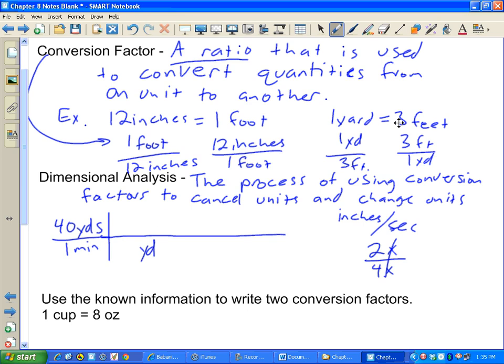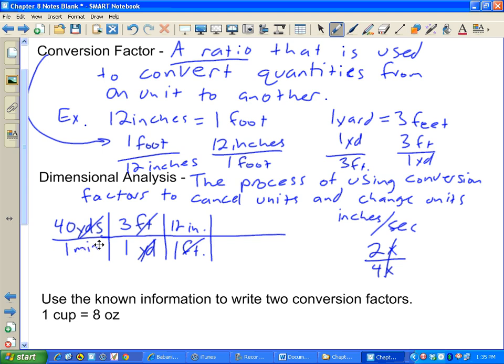And what do I know about yards? I know that 1 yard is 3 feet. So 1 yard is 3 feet. I'm going to put it in that order because now the unit yards cancel. Feet, I don't want feet, I want inches. And what do I know about feet? Well, I know that 1 foot is 12 inches. Now feet cancel. So I've got inches on top, which is what I want.